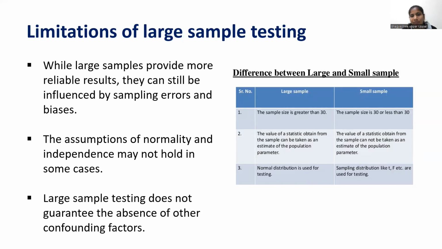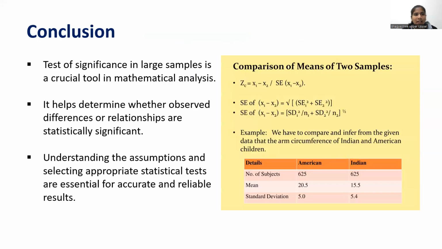Large sample: normal distribution is used for testing. Small sample: sampling distributions like t, F, etc. are used for testing. Conclusion.